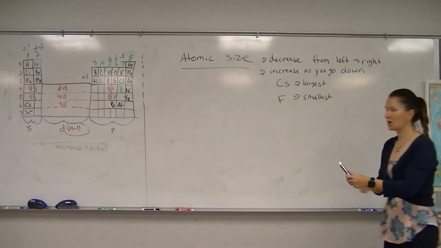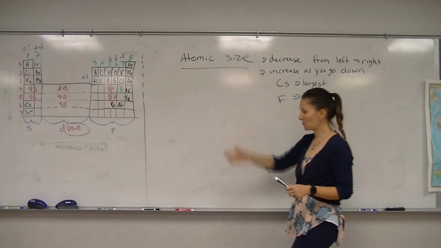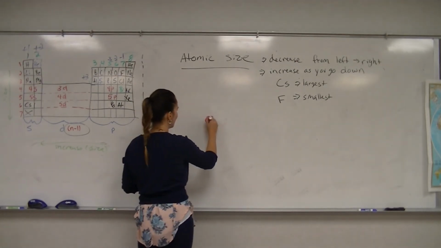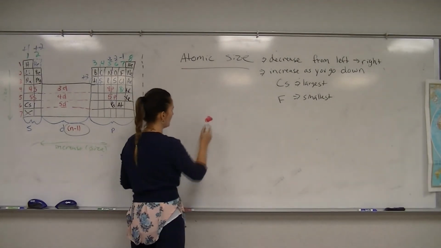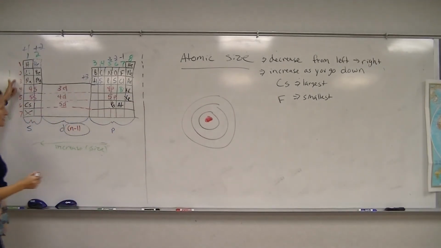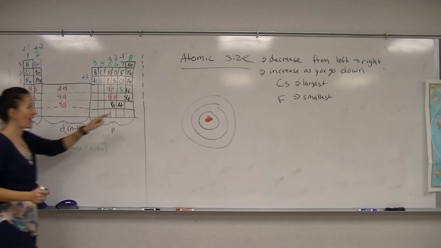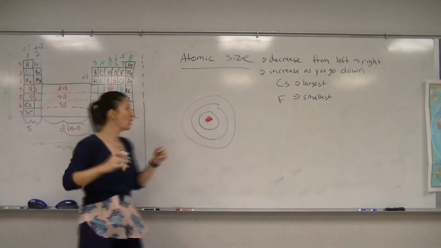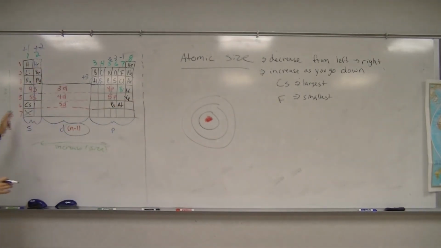Well, cesium being the largest, or increasing as you go down, makes sense when you know the shape of an atom. We have a nucleus. We have rings around that nucleus that hold the electrons, those principal energy quantum numbers on the side here. Notice as you go down, you're adding principal quantum levels, which means you're adding rings around the atom. So the more rings you add, the larger your atom's going to be. So it makes sense that it's increasing as we go down.